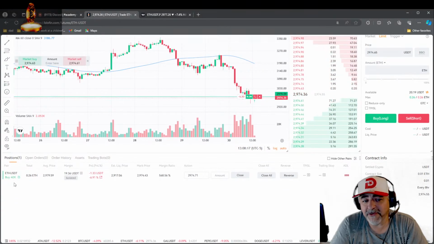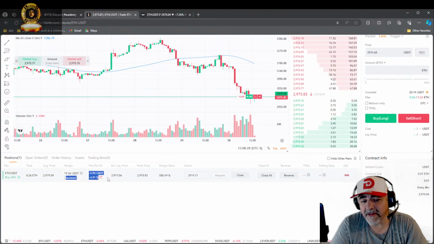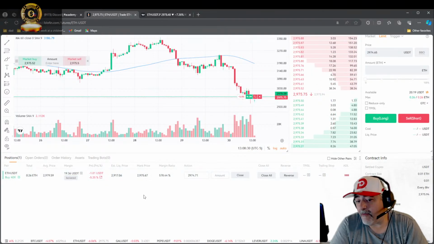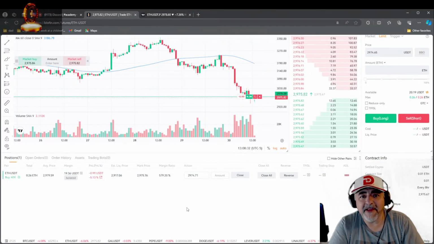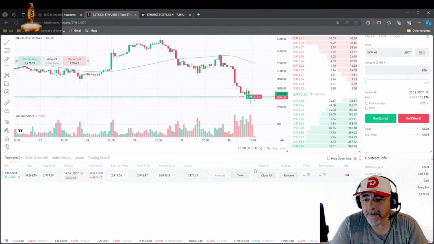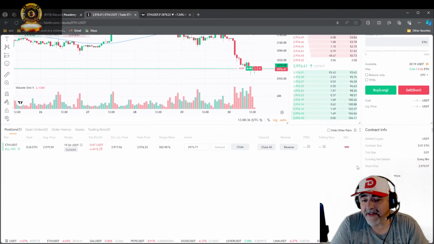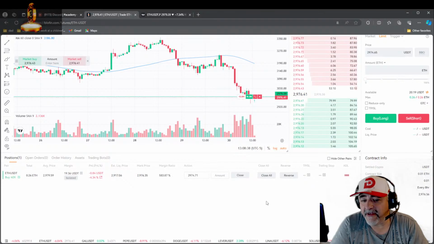And once that happens, you can see here that we have an open position for Ethereum. We have a 40x. We have our average price that we entered, and then we have our margin, and we can see right here in our profit and loss our percentages of how we're making money. So that's the first side of getting into a Blofin order. It's really that simple.